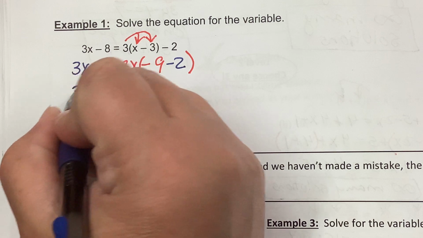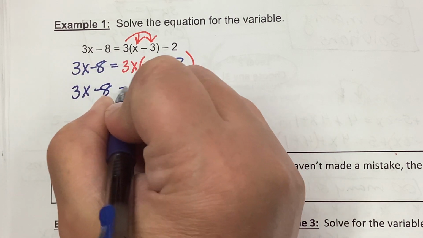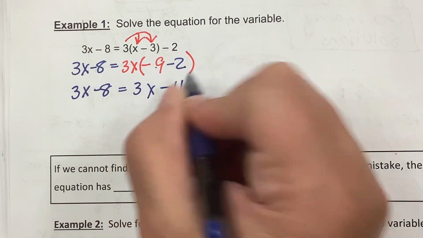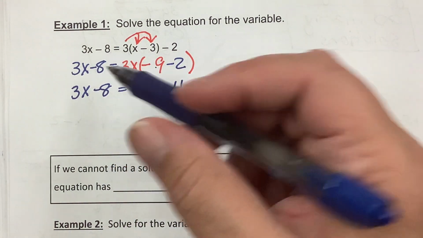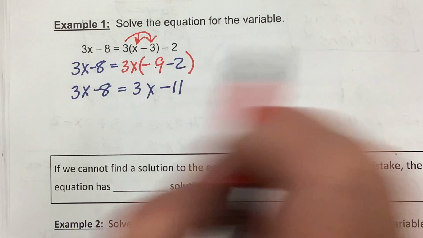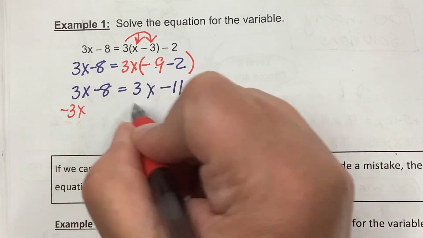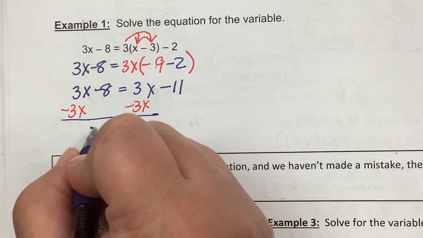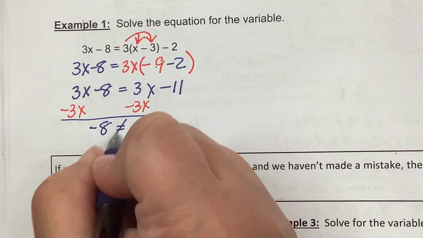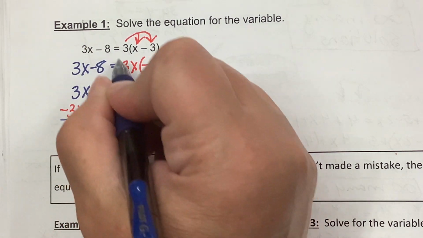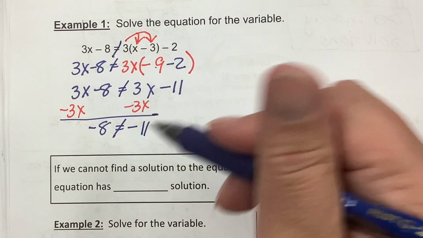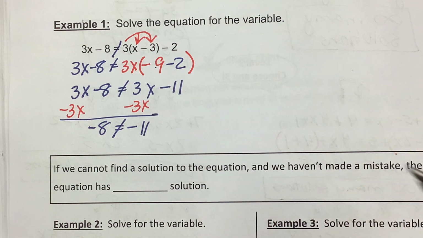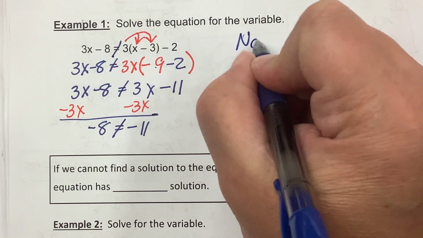Negative 9 minus 2 is negative 11. My apologies. So now I have 3x minus 8 equals 3x minus 11. So now I have 3x on both sides. So let's subtract 3x from both sides and get negative 8 equals negative 11. Ooh, that is also very untrue. Not true. No number we can put in for x is going to make any of this true. So this is also no solution.